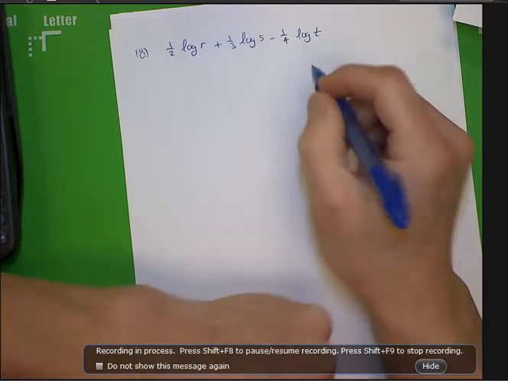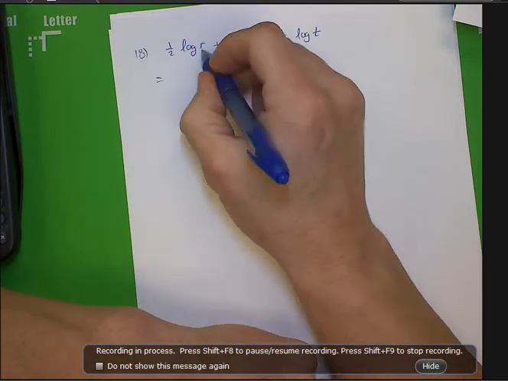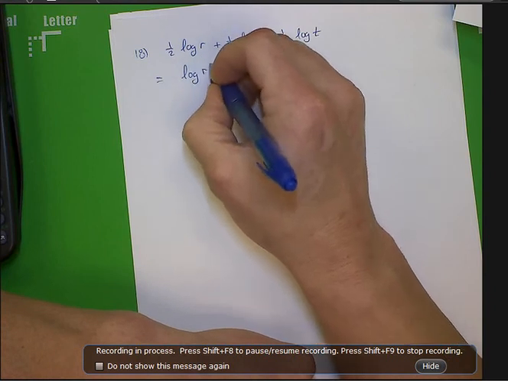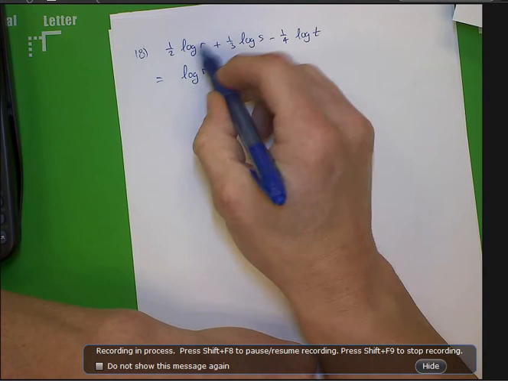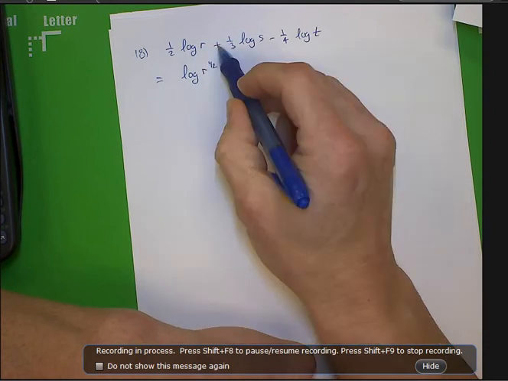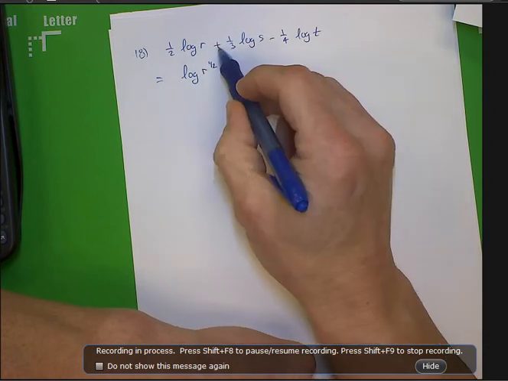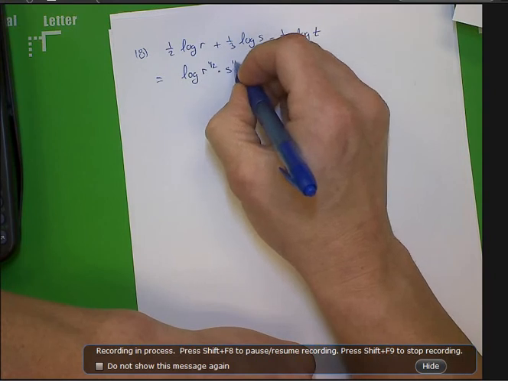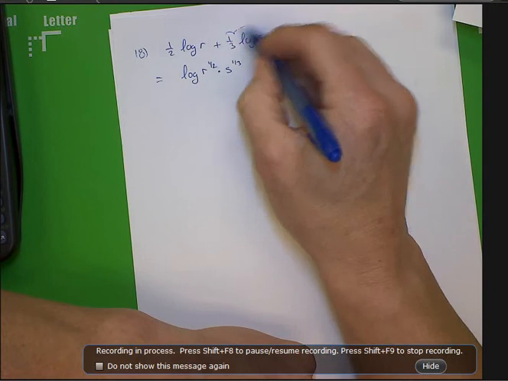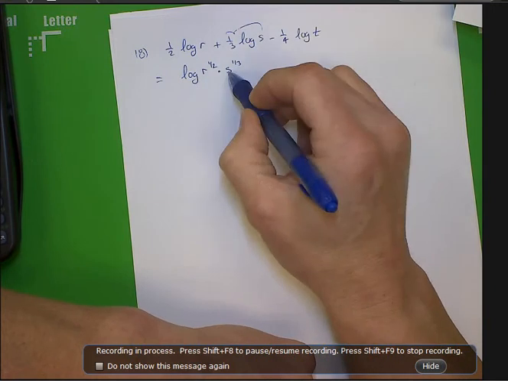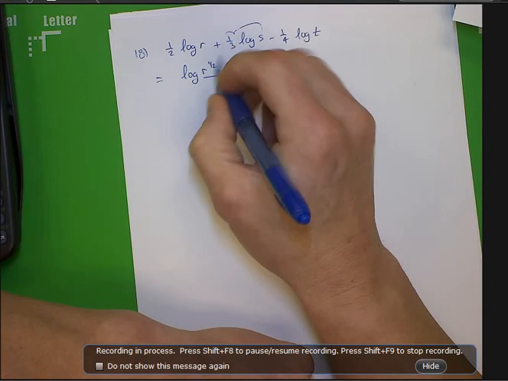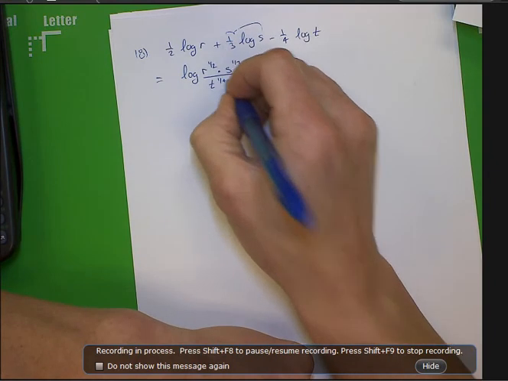logarithmic properties. So I can rewrite this as the log of r to the 1/2, because the 1/2 can come out here. Now remember, plus means multiply here, so I'm going to multiply that by s to the 1/3. Remember, the 1/3 is going to come up here, and since it's plus, I'm multiplying. And then this minus means I'm going to divide, so I'm going to divide by t to the 1/4.